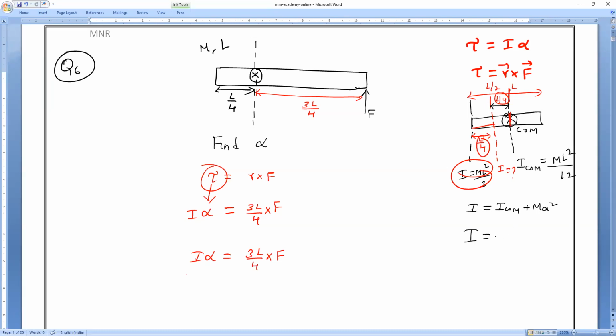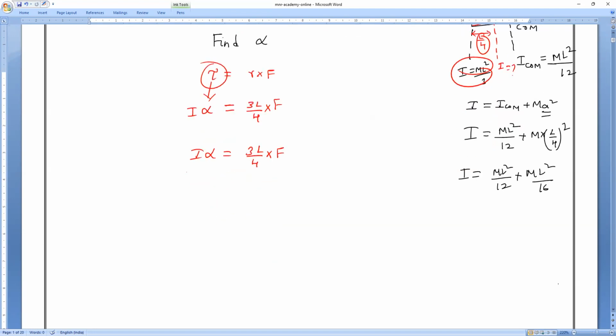So I through the center of mass, which is ML square by 12, plus M into, what is the a value? Perpendicular distance. Everybody? L by 4 whole square. So I is equal to ML square by 12 plus this will become ML square by 16. So what is the LCM for 12 and 16, everybody? 48 is the LCM. So here will come 4 ML square plus this one 3 ML square. So I is equal to 7 ML square divided by 48. So that is what it is.